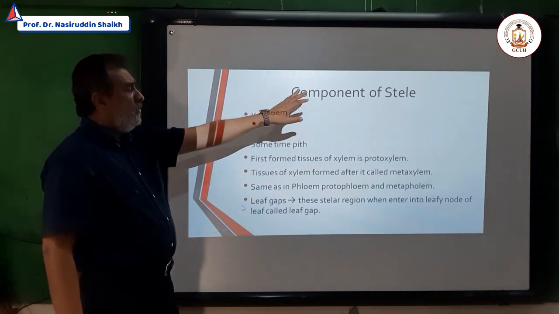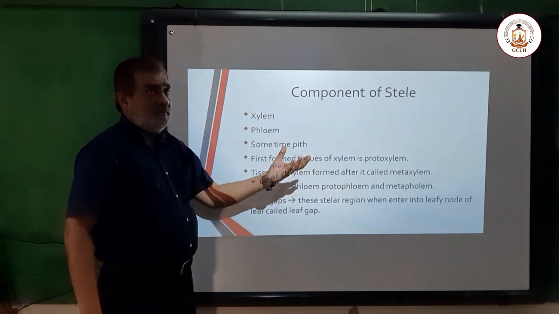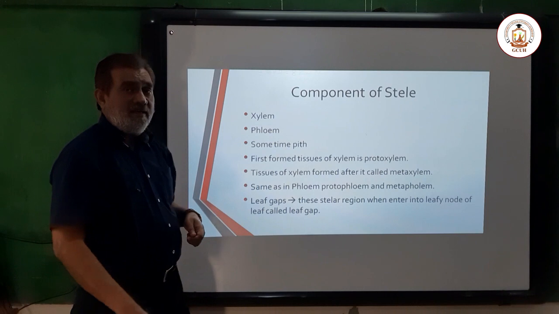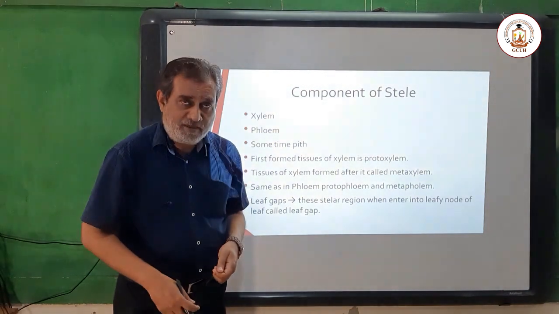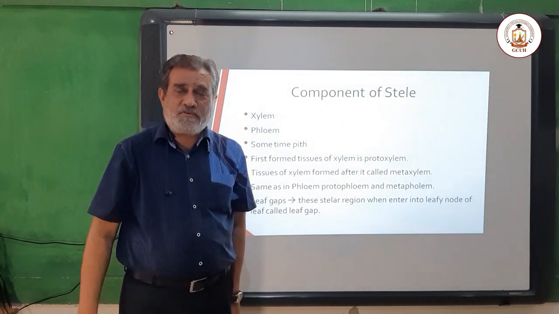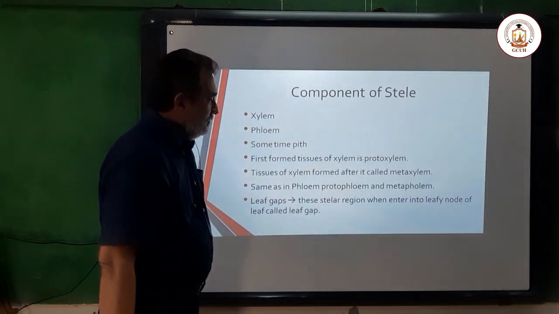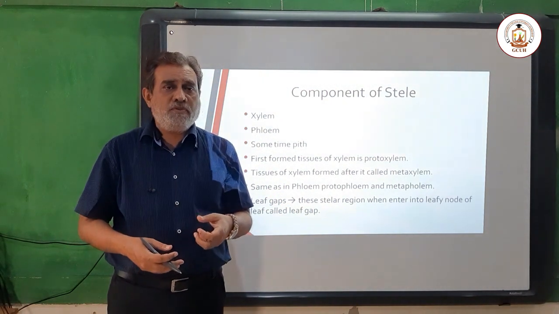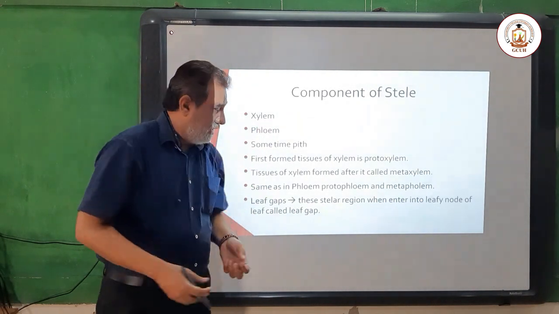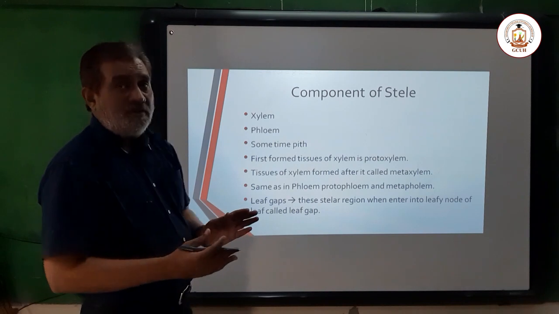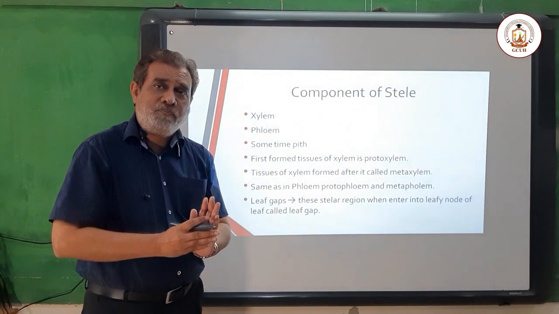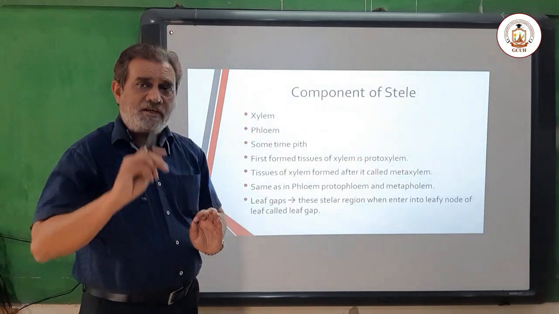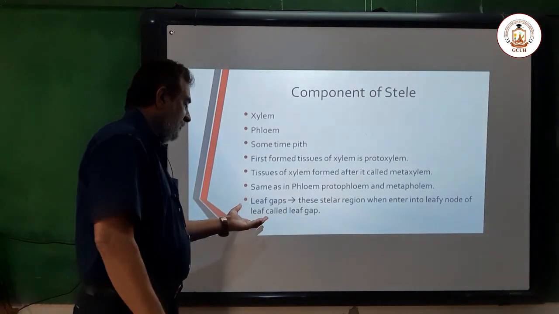Now, what are the components of the stele? As I have told you, xylem, phloem, sometimes pith. The first formed tissues of the xylem are called the protoxylem, and after that the later formed tissues are called metaxylem. The same is in the phloem: the first formed is the protophloem, and after that the metaphloem. And whenever these vascular tissues enter the leaf, because in the leaf the midrib is the continuation of this stelar region, we call them leaf gaps.